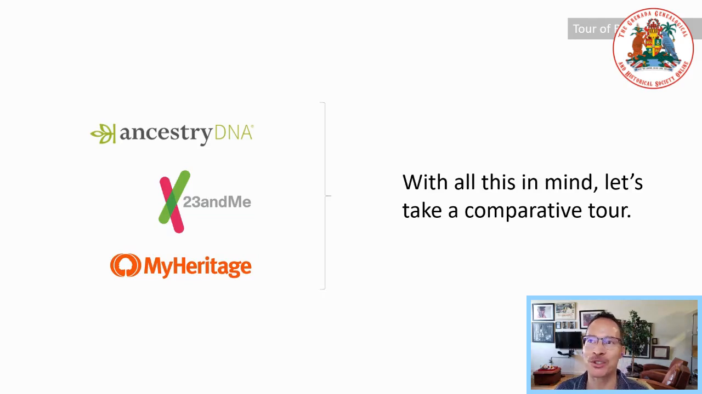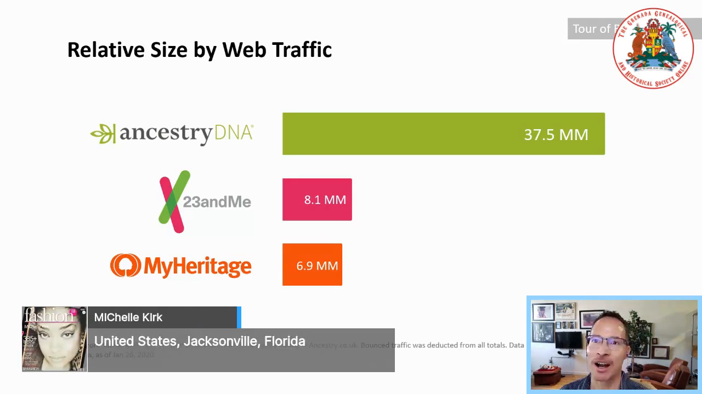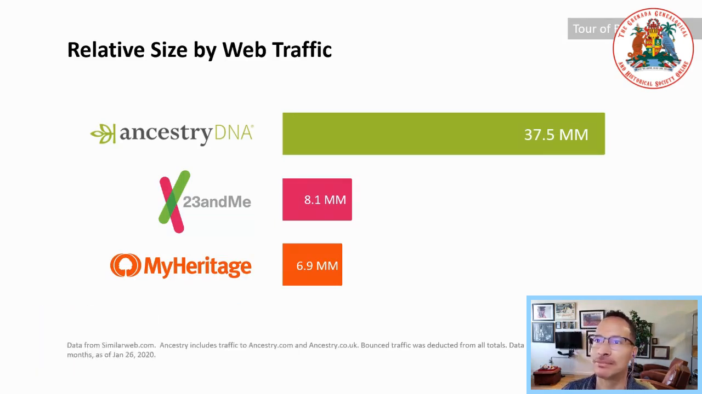But right now we'll just switch over to the tour of results. I'm going to first talk about the big two. Some people would say the big three, but here we go. AncestryDNA, 23andMe, and MyHeritage have different audience sizes. This is by web traffic. As you can see, AncestryDNA has about 4-5 times as much traffic and people using the website as 23andMe. And MyHeritage is kind of right behind 23andMe.